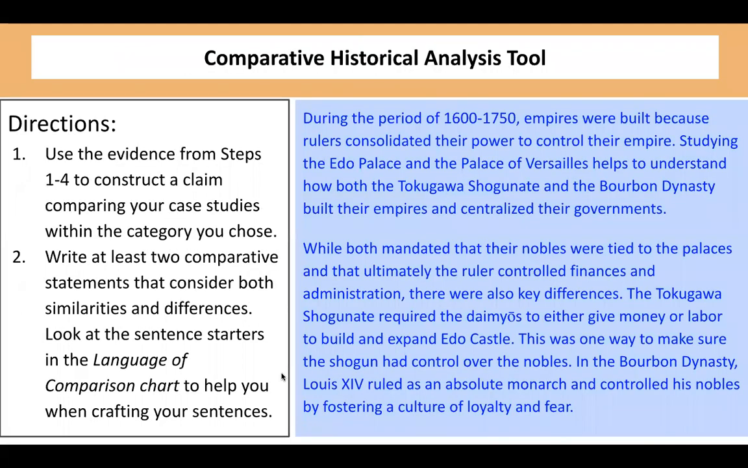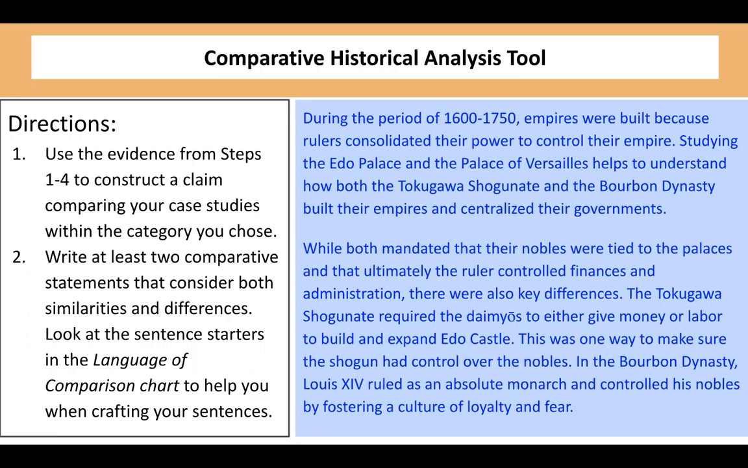So I looked at my notes, I looked at my groupings, and then I looked at my comparison chart to put everything together. So in my comparative statement: during the period of 1600 to 1750, empires were built because rulers consolidated their power to control their empire. And that comes from my knowledge of empire building.